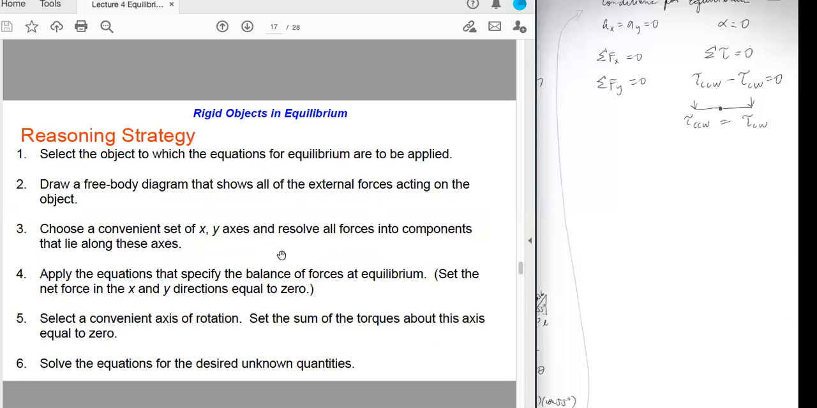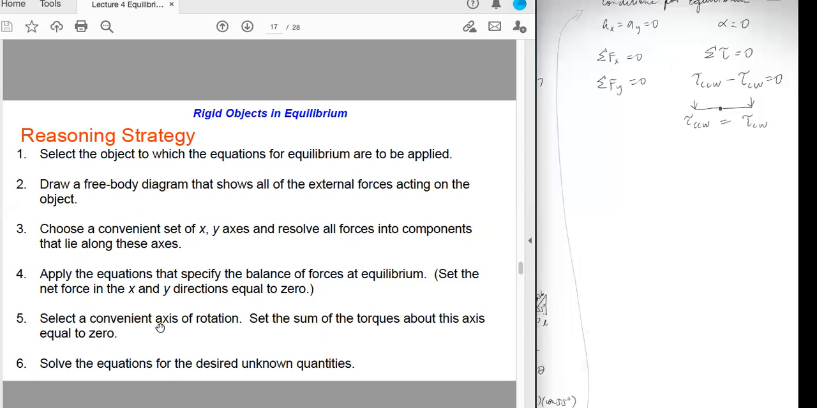Etong reasoning strategy. So I'm not gonna read it anymore. Basahin nyo. Ayan. So like equation. Ito lang equation, pero dumadami yan kasi maraming forces. Again, mag-draw ng free body diagram para ma-visualize. Choose a convenient XY axis and resolve all forces into components that lie along these axes. Apply the equations that specify the balance of forces at equilibrium.